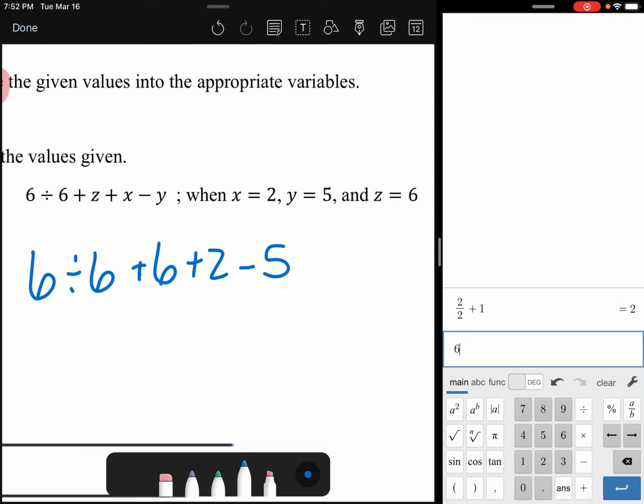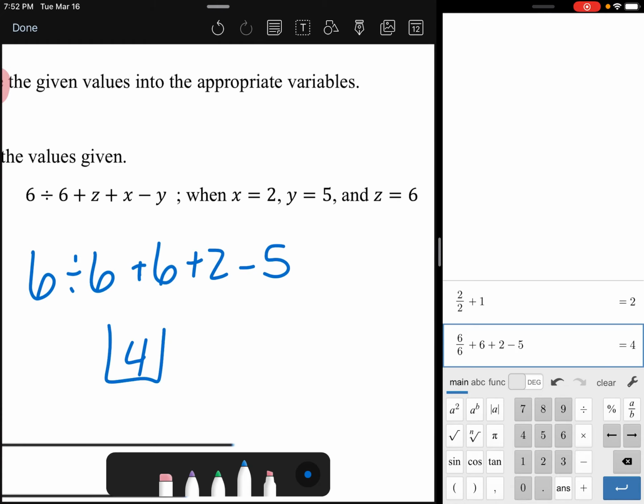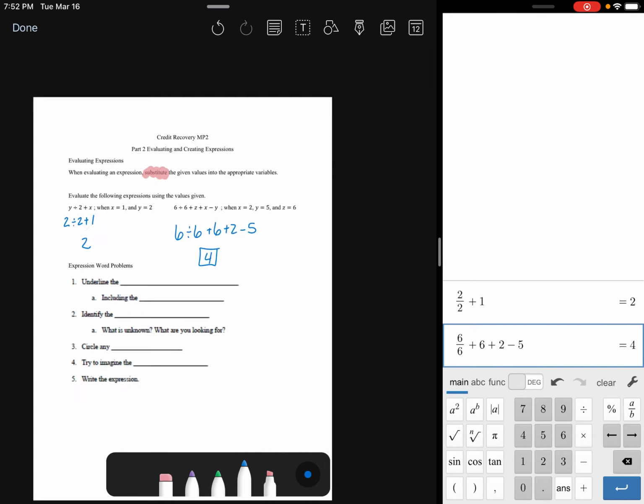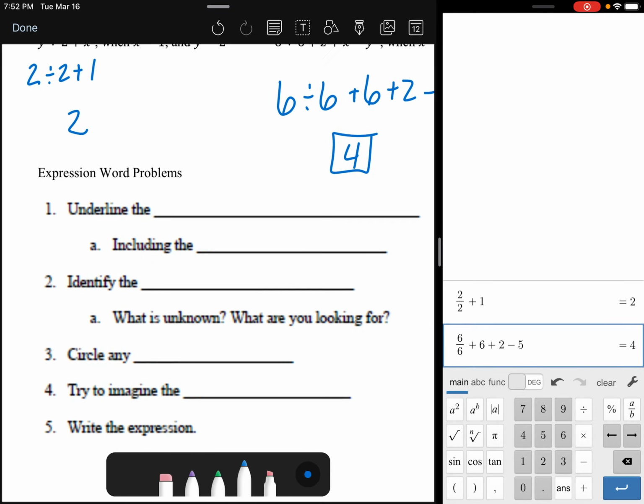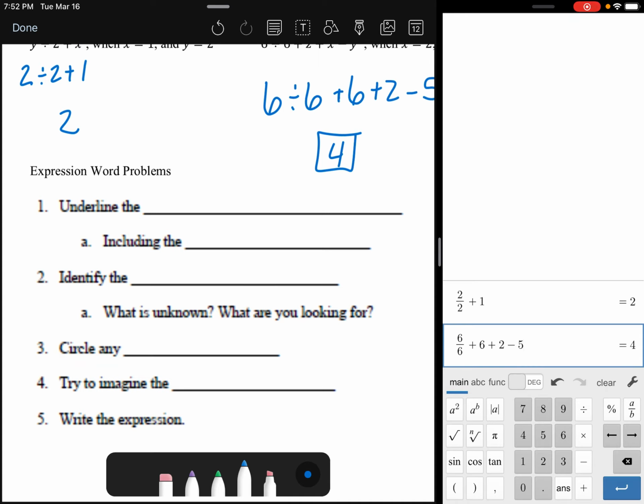Again, I can just plug this into my calculator. So I have 6 divided by 6, and again, you have to use this little arrow button here, plus 6, plus 2, minus 5. And I get that 4 is my answer. All right. That was evaluating. Pretty simple.